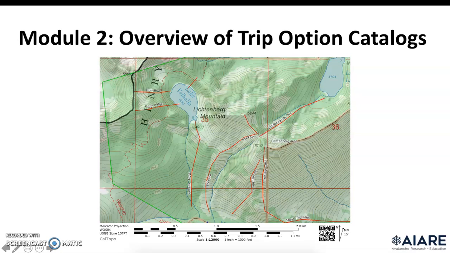Welcome back and welcome to Module 2. This is still John McKinnon with AIARE, and we're doing the pre-course information for the digital mapping webinar. So on Module 2, we're going to talk about an overview of trip option catalogs. We're going to go over some of the basics.